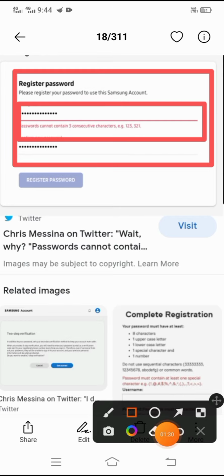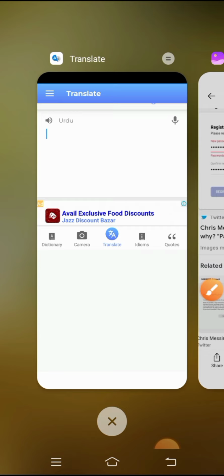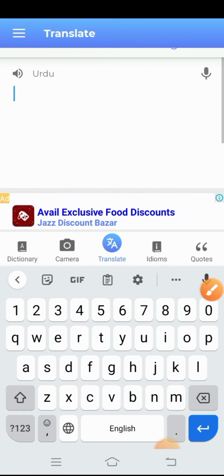Friends, this means that when you write the password, you should not write the same words in your password. So what are the same words? Please don't worry, I am going to tell you with another message option. So what you have to do, you will see here.